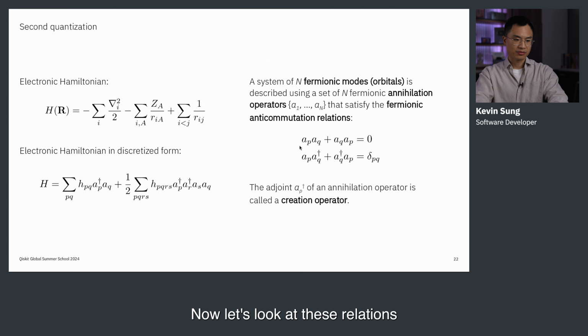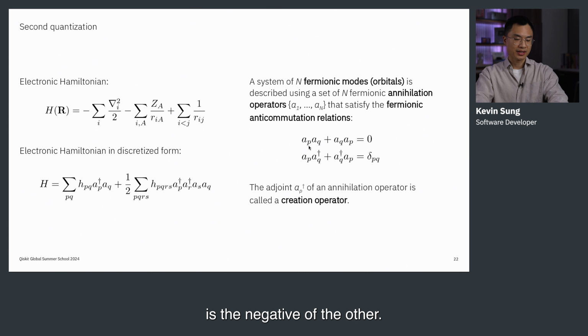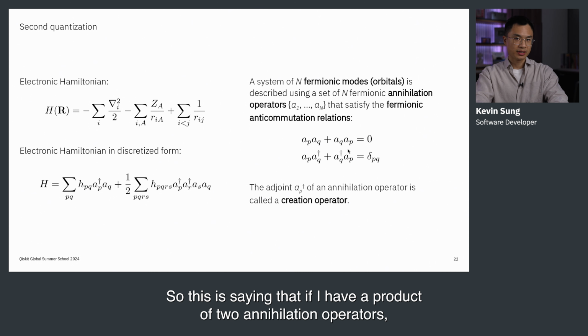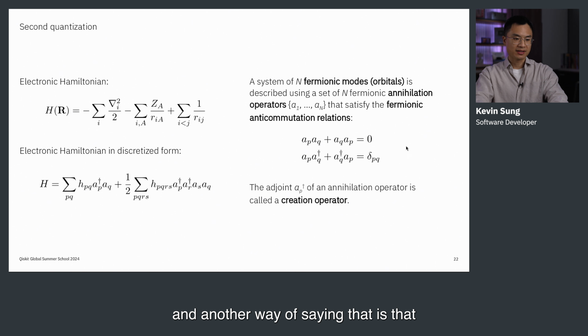Now let's look at these relations and try to understand them. The first one says a_p a_q plus a_q a_p equals 0. Because these two terms add to 0, one of them is the negative of the other. These terms basically look the same, it's just that p and q are swapped. So this is saying that if I have a product of two annihilation operators and I change the order, then I pick up a minus sign. Another way of saying that is that a_p and a_q anti-commute.